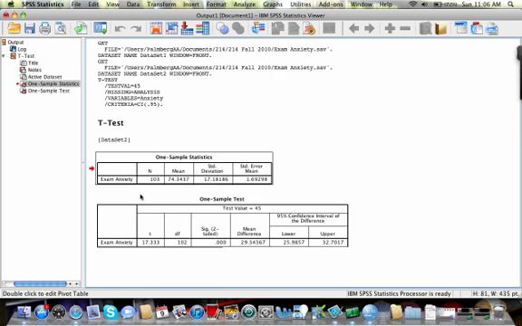And for exam anxiety, we see that the T is a positive 17.33, which we can infer that that's pretty significant, right? Which we know because this 74.34 is much greater than the population mean of 45. So we kind of expected a large T. Our degrees of freedom are n-1, so 103 minus 1 gave us 102.